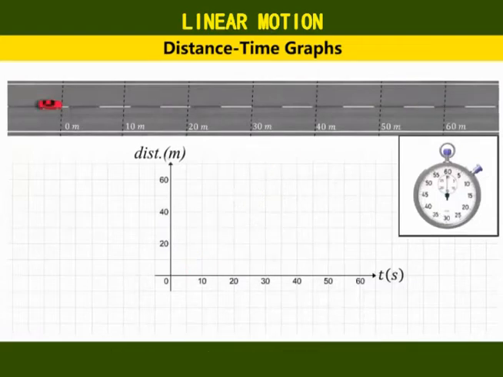So we can have a graph of a body that starts from rest, covers a distance of 20 meters in 10 seconds, remains stationary for 15 seconds, and then covers another 30 meters in 10 seconds.